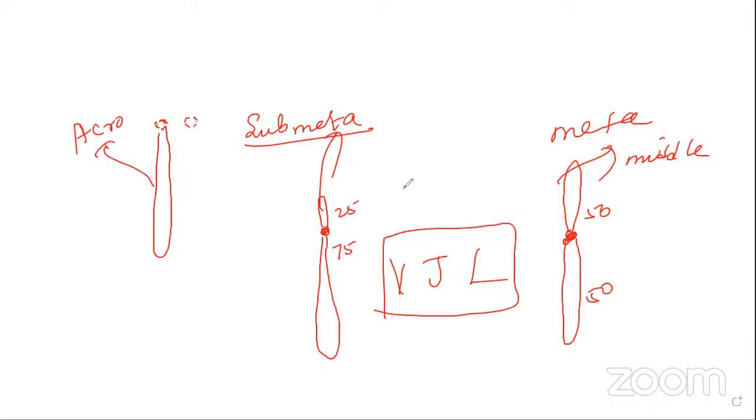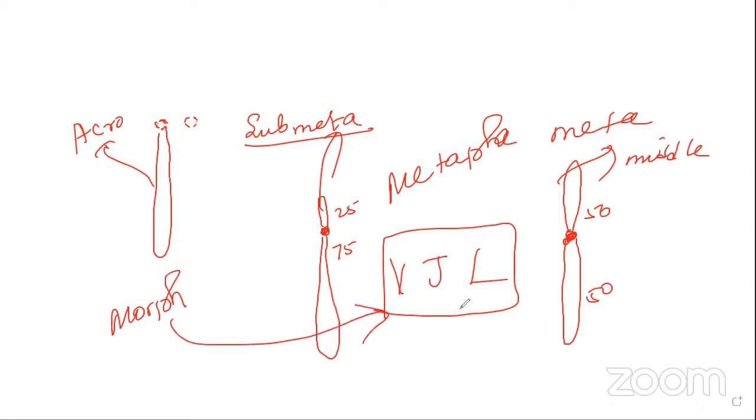Where will you see it? You already studied that only in metaphase we can see the morphological structure of the chromosome. Don't forget, my dear students. This is very, very important. Morphological structure: V shape, J shape, L shape. How will you identify them? At which stage? Metaphase only. Don't forget, my dear students. This is very, very important. Many times questions were asked from this part. Okay, NEET question, NEET 2023.